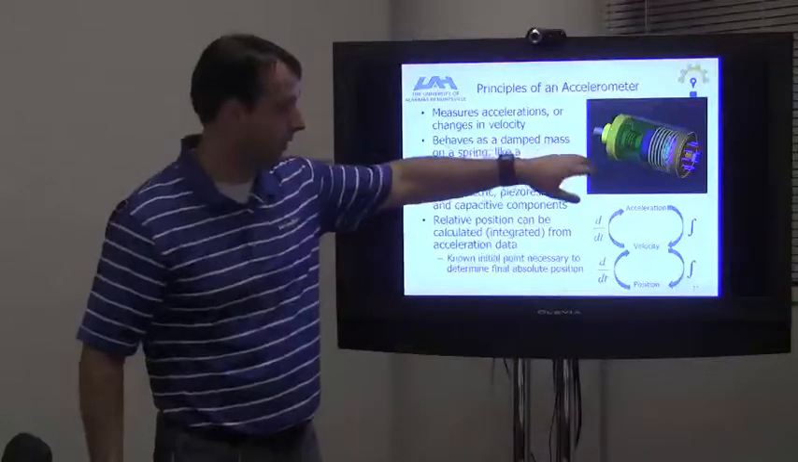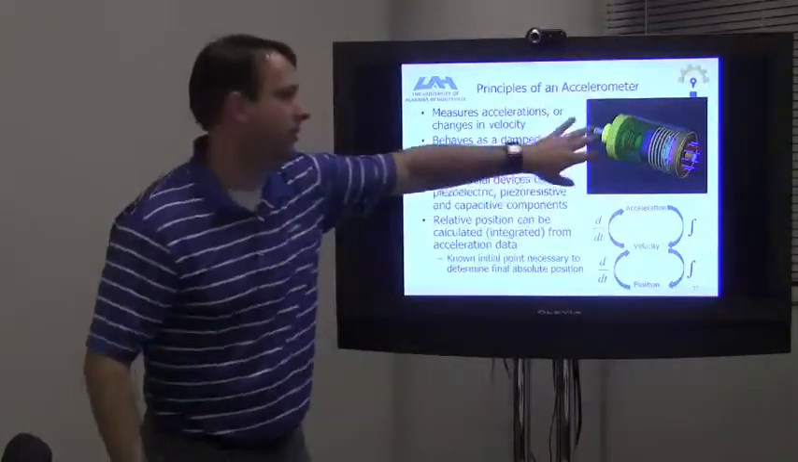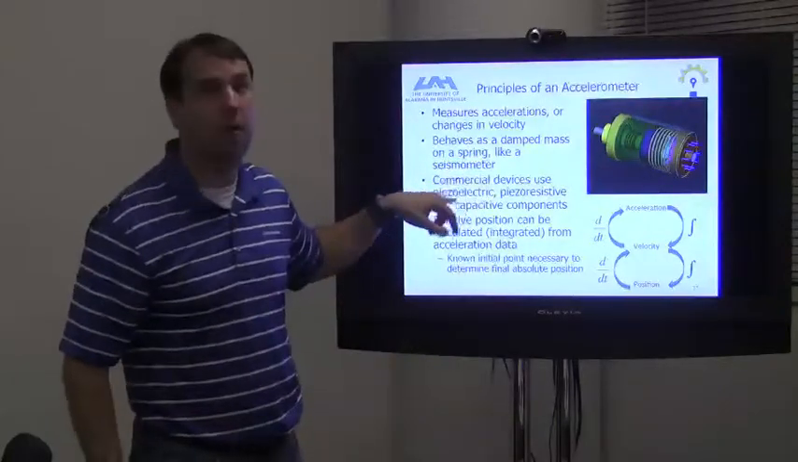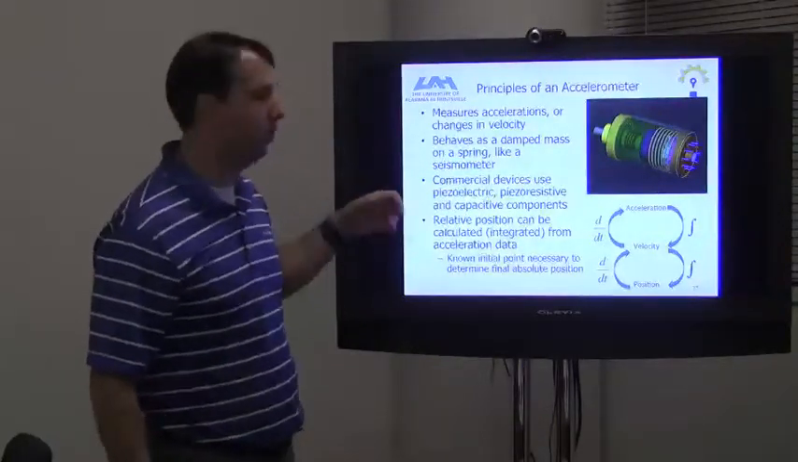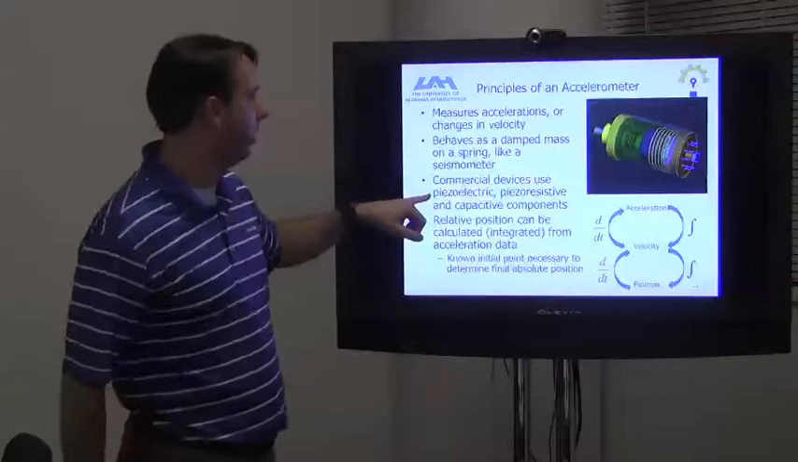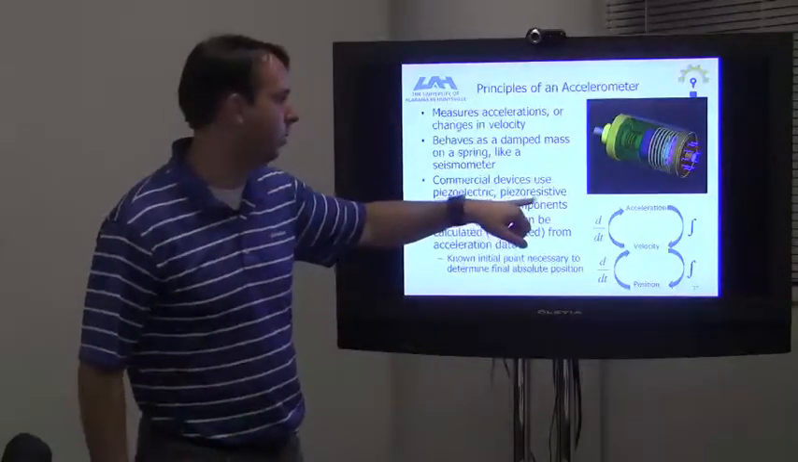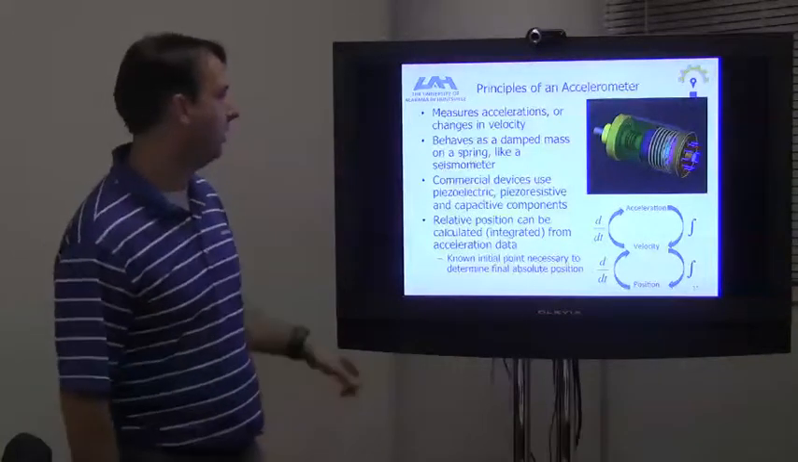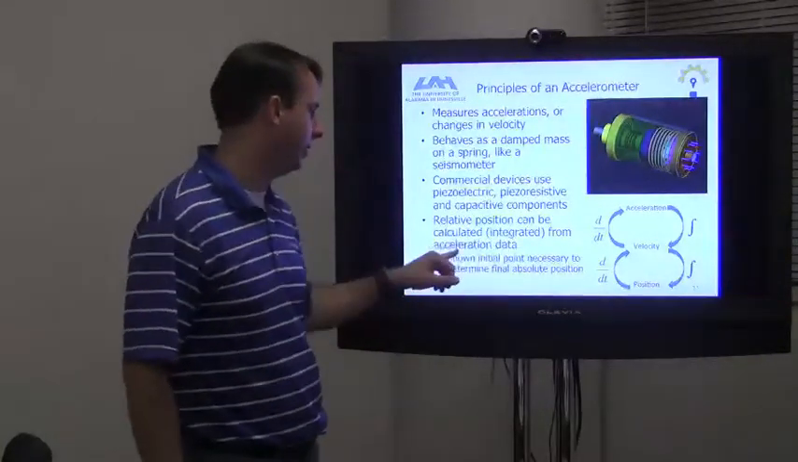So accelerometers, this is just a drawing of one, behave like a damped mass spring, like a seismometer. Now the commercial ones are electronic, they use piezoresistive and capacitive components. Relative position can be calculated and integrated from acceleration data.